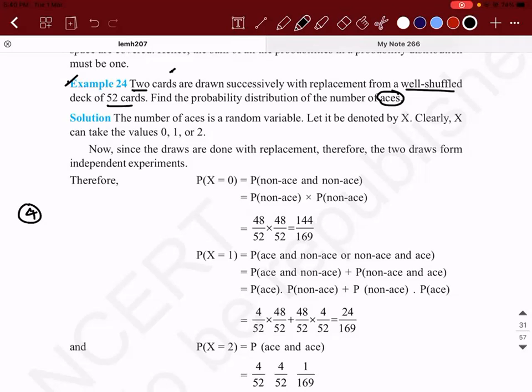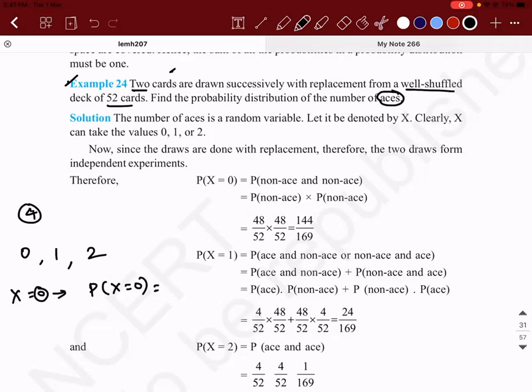So when 2 cards are drawn, what is the possibility of you getting an ace? What are all the random variables you can assign to an ace? Out of those 2 cards, both can be non-aces, that is 0, or 1 card can be an ace, or 2 cards can be aces. So x1 is 0. So what is the probability of you getting X equal to 0?